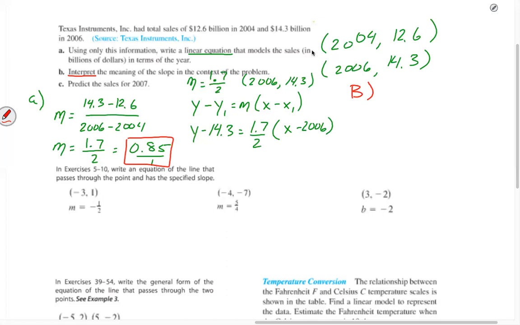So 1.7 over 2. That means I'm going to make $1.7 billion every 2 years. How do I know that? Well, Y is in terms of money and in billions, right? We all see that? And X was in terms of time. That was my year. So to interpret this, I would simply write a sentence, and you guys are going to write it. You're going to write a sentence along the lines of every 2 years, Texas Instrument will make $1.7 billion.